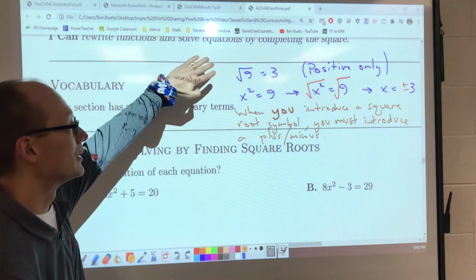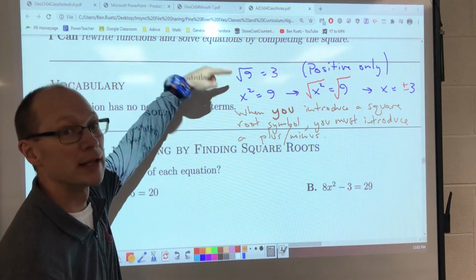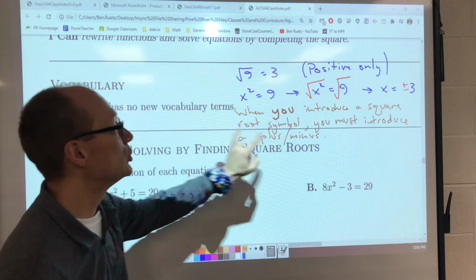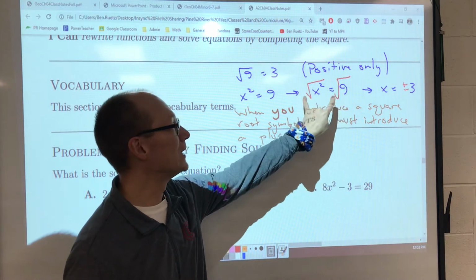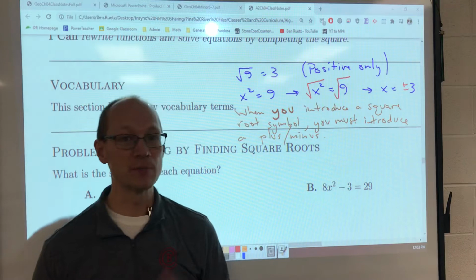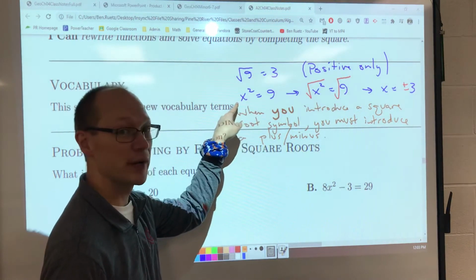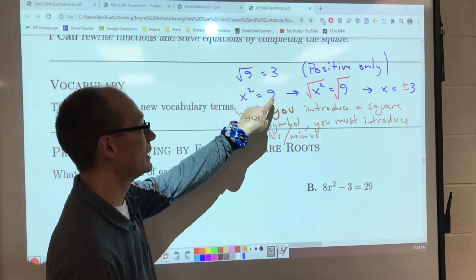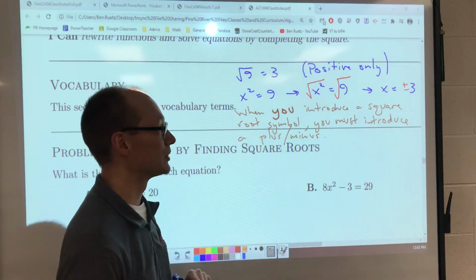First of all, the first thing I have to share with you is, you know the square root of 9 is 3. That's positive only. But if you have the equation x squared equals 9, you use the square root tool to get your answer. And when you introduce the square root, you also have to introduce the plus or minus. We can see pretty easily that 3 squared is 9, but isn't negative 3 squared also 9? So again, if you have something squared equals a number, when you solve that by using square root, you've got to include the plus or minus.